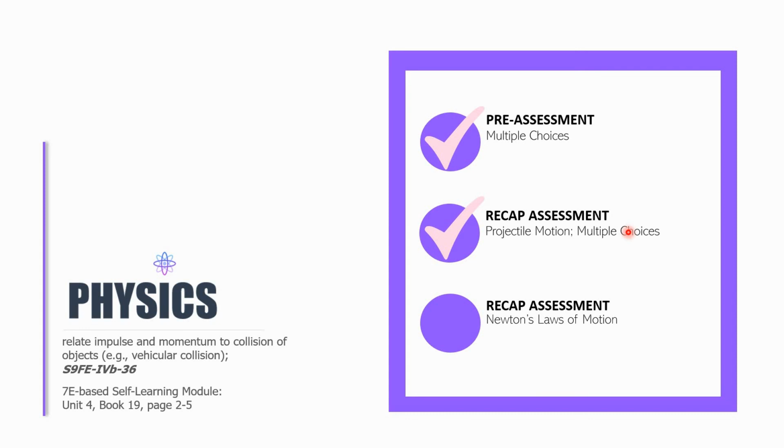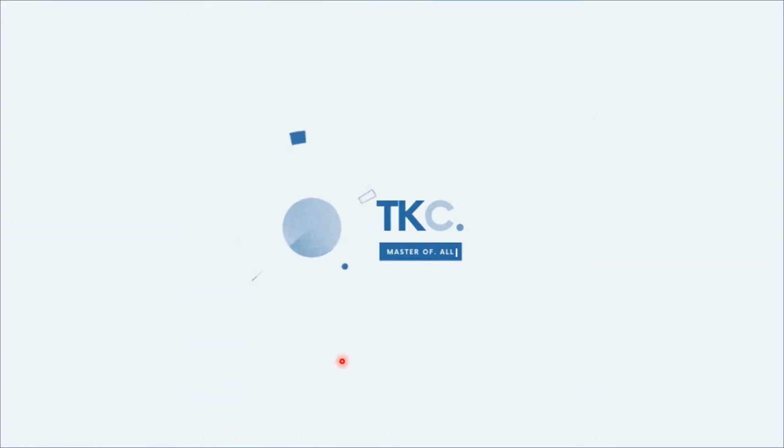If you need some more help, you can always message me, or raise your questions in our synchronous video lessons. I'm hoping that you were able to complete the recap assessment on Newton's laws of motion, because that means you're okay for the recap assessment on projectile motion, multiple choices. Book 19 is all about relating impulse and momentum to collision of objects such as vehicular collisions. I hope that I will be seeing you in the continuation of this book under Grade 9 Physics, the series under the Knowledge Catalog.